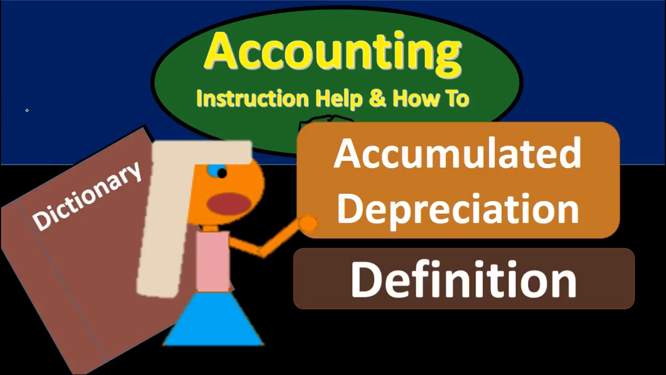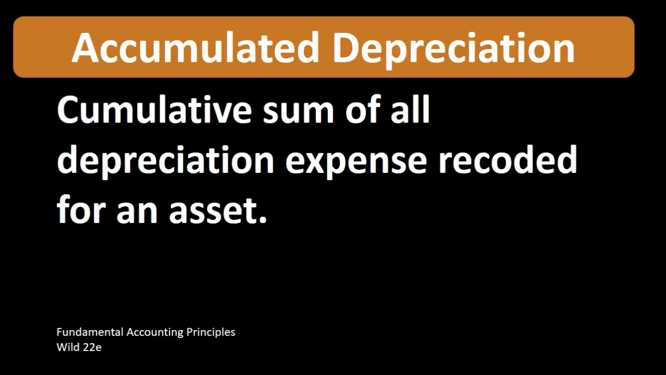Hello, in this lecture we will define accumulated depreciation. According to Fundamental Accounting Principles, WOW 22nd edition, the definition of accumulated depreciation is the cumulative sum of all depreciation expense recorded for an asset. In order to understand accumulated depreciation, we need to first know which assets will be depreciated, what depreciation is, and what accumulated depreciation then is.